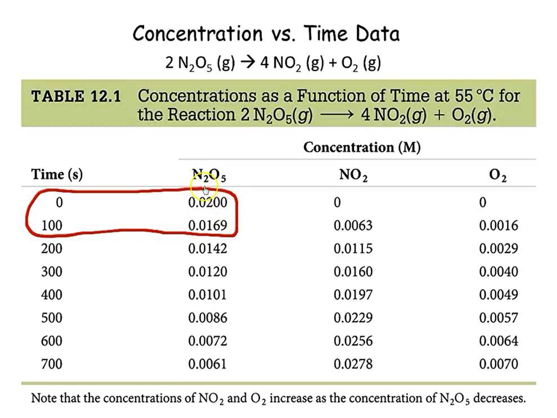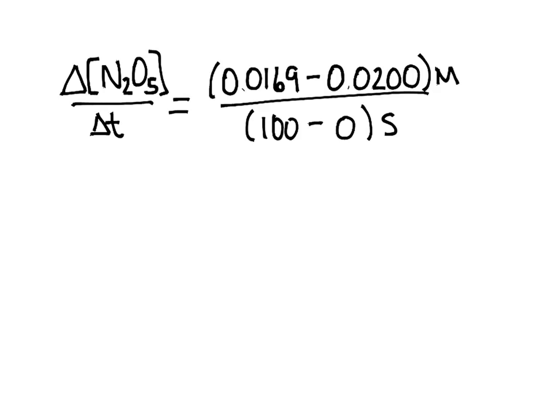So the change in N2O5 concentration, this is the final time, and 0.020 is the initial time. So it's final minus initial, and the denominator is delta T. So the final time is 100 seconds, the initial time is 0 seconds. So that's why those numbers are used.